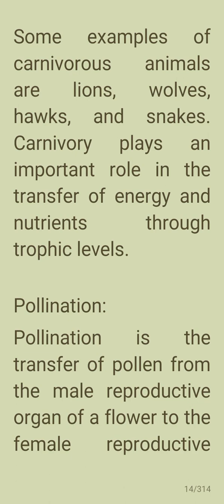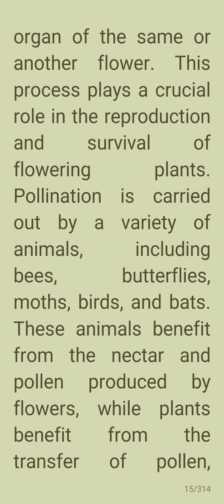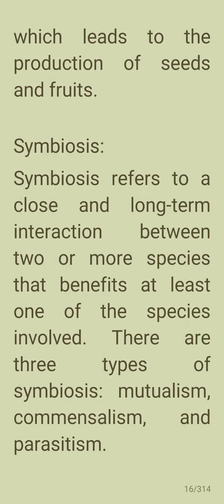Pollination is the transfer of pollen from the male reproductive organ of a flower to the female reproductive organ of the same or another flower. This process plays a crucial role in the reproduction and survival of flowering plants. Pollination is carried out by a variety of animals including bees, butterflies, moths, birds, and bats. These animals benefit from the nectar and pollen produced by flowers, while plants benefit from the transfer of pollen, which leads to the production of seeds and fruits.